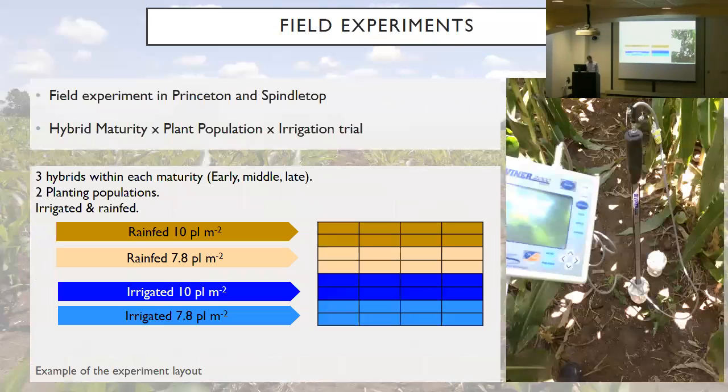So for this reason, we conducted field experiments, because we want to test the effect of maturities and plant populations on yield and water use efficiency. For the last 2 years, we have had these experiments in the field, where we have 3 hybrids within each maturity group, 2 planting populations, and irrigated and rain-fed treatments. Results of these field experiments will be presented in my exit seminar next fall.